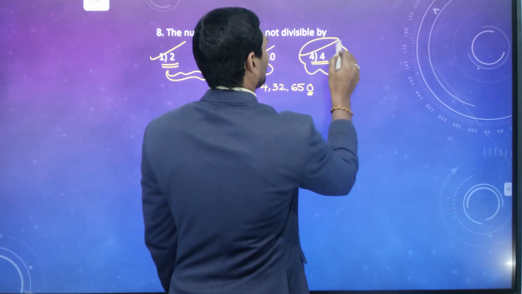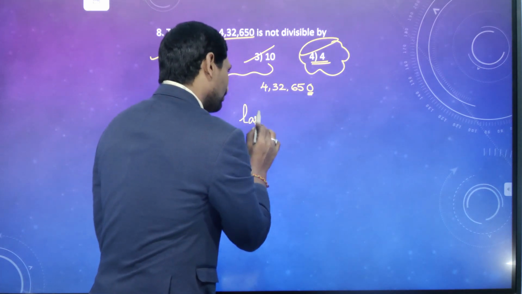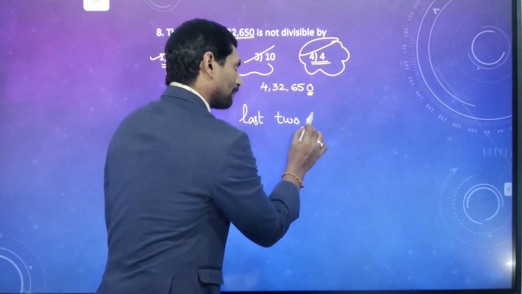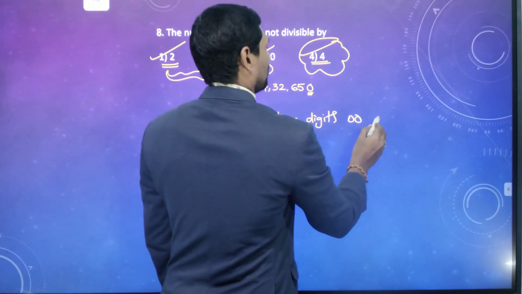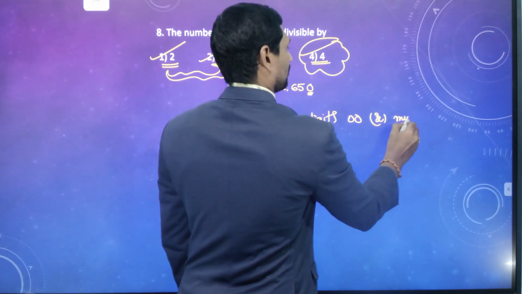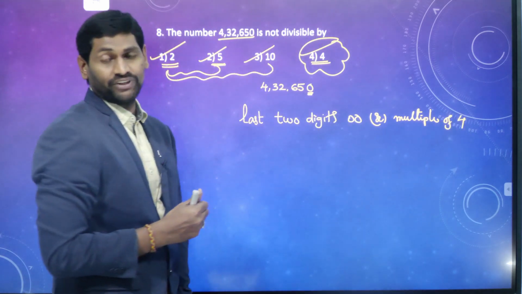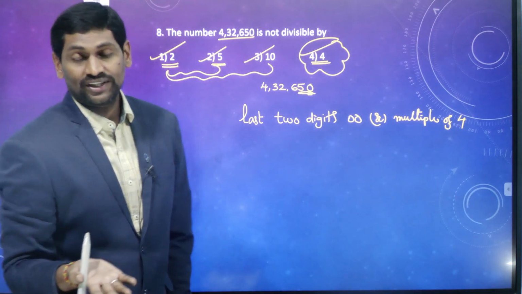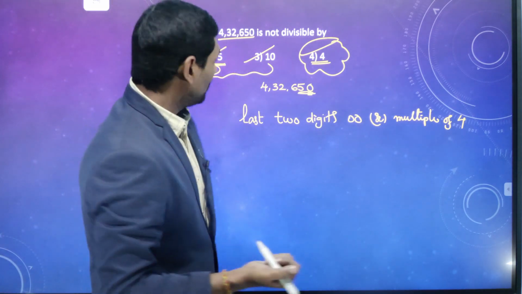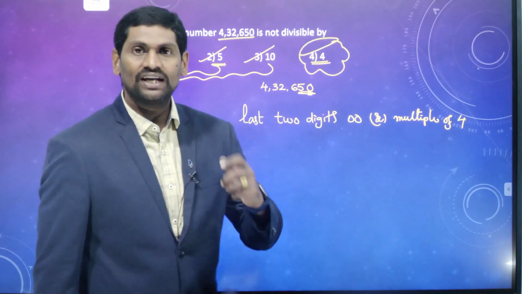Option number 4 is our required answer, because what is rule number 4? Rule number 4 is nothing but the last two digits of a number. If the last two digits of a number are zeros or a multiple of 4, then it is divisible by 4. What are the last two digits here? 50. 50 is not a multiple of 4, because 4 12s are 48, 4 13s 52. So 50 is not a multiple of 4. So the required answer is 4. Okay? So let us move on to the next problem.